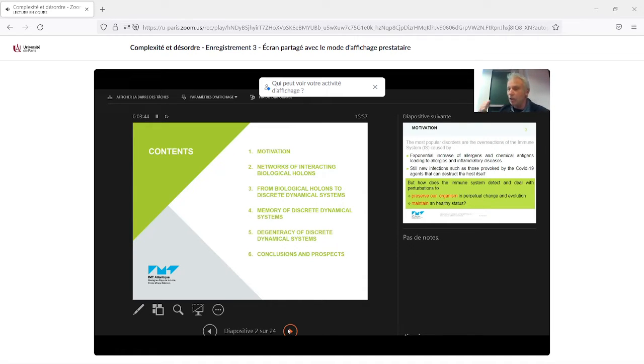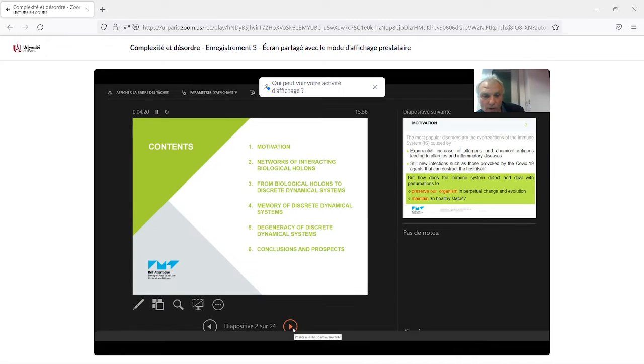And since degeneracy and memory are key in understanding the immune system, we want to verify that indeed with our discrete dynamical systems, we can make memory emerge. And we also want to look at degeneracy of such systems. And we will see that indeed we have mathematical results that support the idea that discrete dynamical systems have memory and can be based on degeneracy.